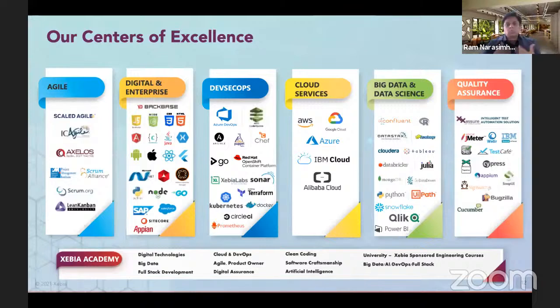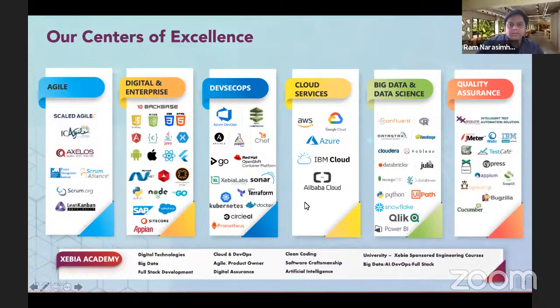So when we work with our customers, we bring in this entire bandwagon of center of excellence, where there are dedicated teams and people and specialists who are able to come in and deliver it as a program. So that's about Ziba in a nutshell.